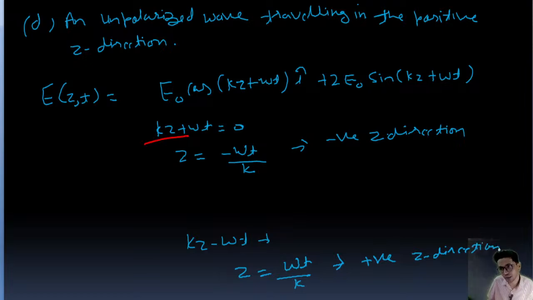You need to note down, guys. In any question, if you see cos(kz plus omega t) or e to the power (kz plus omega t), it means negative direction. If you see kz minus omega t, then it means positive direction. I hope you understood it, guys. Very important point, you need to note down these points.